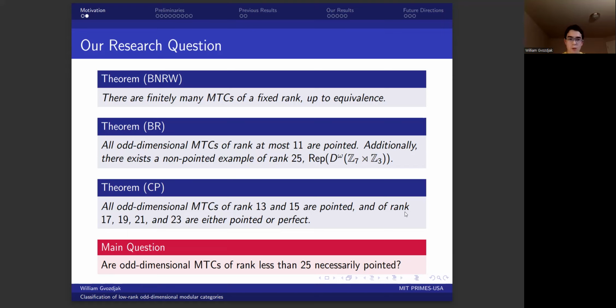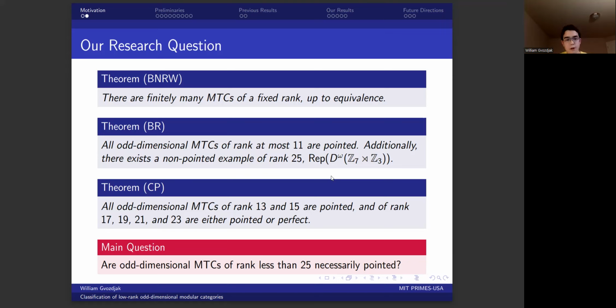Additionally, in this paper, Bruillard and Rowell demonstrated a non-pointed example of an odd-dimensional modular category that was of rank 25. And it's this category here. It's the representation of the double of the semi-direct product of Z7 and Z3. And this is interesting because this is kind of the lowest rank odd-dimensional modular category that is kind of unique, because up until this point, all of the modular categories that we knew existed of rank at most 25 were all pointed. And pointed categories are, as I said, fully classified, so a little bit uninteresting.